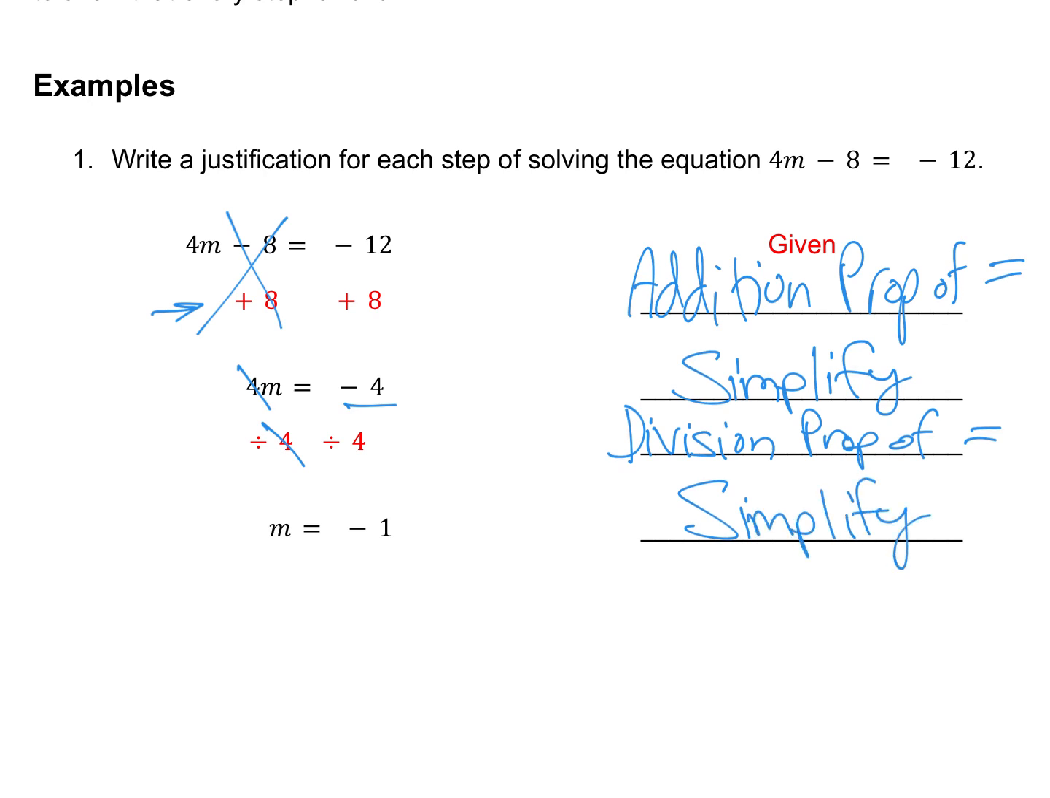And so we have shown very rigorously by citing these properties why m equals negative 1 if we start with the equation 4m minus 8 equals negative 12. And congratulations, if you haven't done something like this before, you have just completed your first proof. And now we'll look at another one that's more of a geometric proof in the next video.